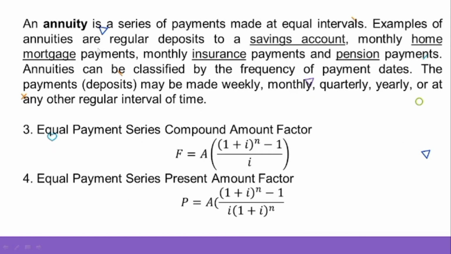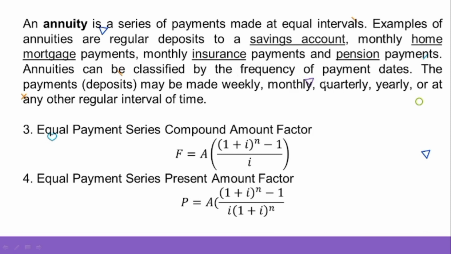Next, we also have, in mathematics of finance, what we call annuity. So, an annuity is a series of payments made at equal intervals. So, ang annuity ay ginagamit natin, let's say, if we acquired a house. Tapos yung bahay na kinuha mo is hulugan every month. So, kapag hulugan siya every month, ibig sabihin nagbabayad ka every month, and ang tawag sa payment na yun is annuity. It is a series of payments made at equal intervals. Examples of annuities are regular deposits to a savings account, monthly home mortgage payments, monthly insurance payments, and pension payments.